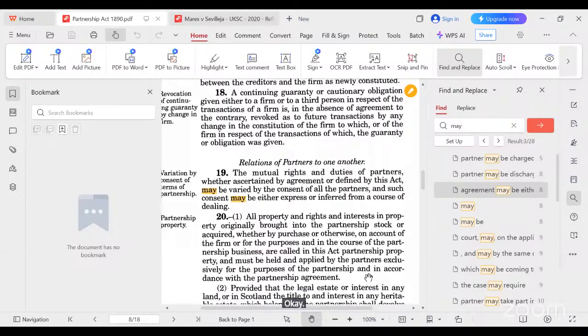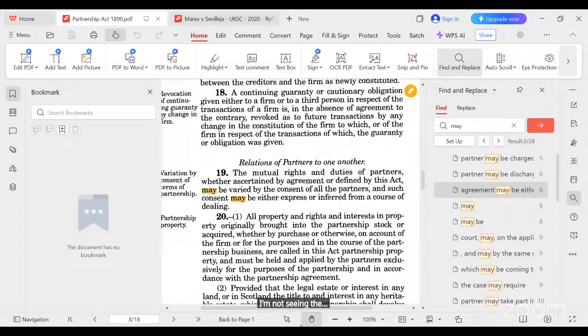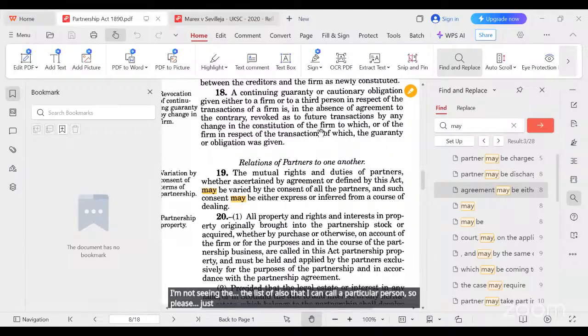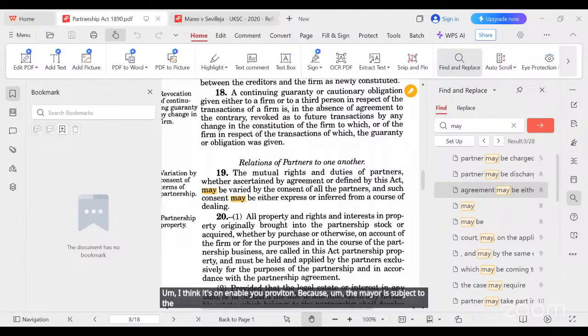Okay. Now, how would you classify that provision? Okay, so this is also, I can classify this as enabling because there's a "may" there, discretional. Okay. Any other person? Once we are willing to talk, just continue to talk. I'm not seeing the list of us so that I can call a particular person. So please, any other person apart from the last speaker. I think it's an enabling provision, because the "may" is subject to the consent of all partners. It's an agreement between them, so it's an enabling provision, sir.